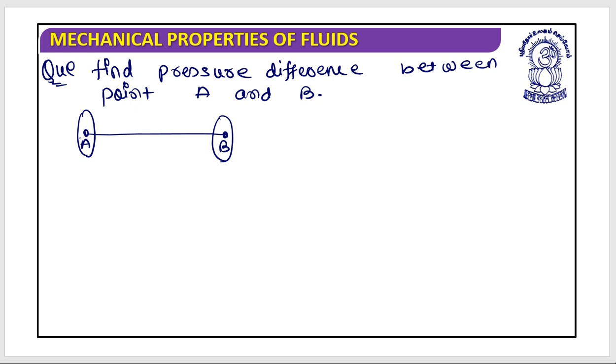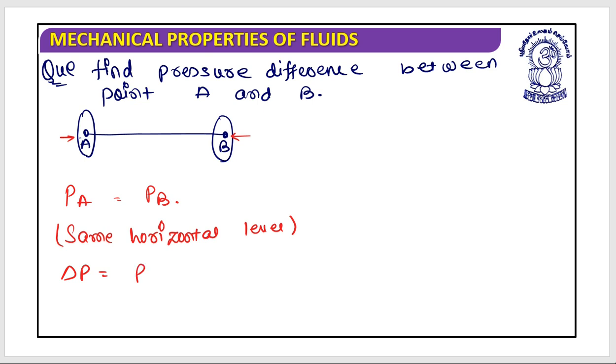What is to be done? Yes, as you can see, A and B both are on the same level. So pressure at A would be equal to pressure at B. Why? Because they are on the same horizontal level. And as they are on the same horizontal level, the pressure difference delta P, which we call PA minus PB, would be 0. This is what pressure difference is.